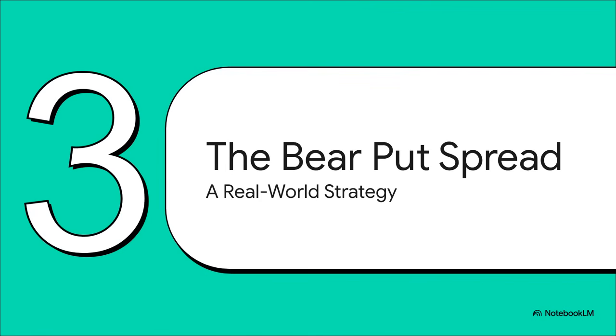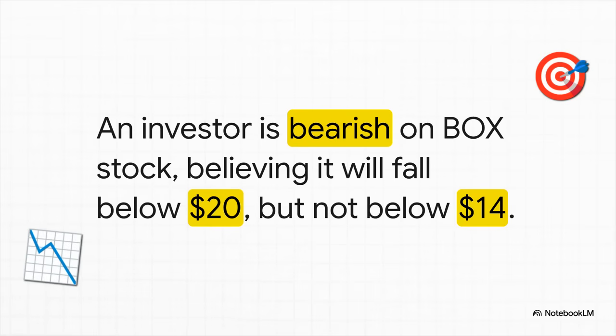So you might be thinking, okay, I get it. Buying a put is like buying insurance. Why would I do anything more complicated? And the answer really comes down to two things, cost and precision. To cut down on the premium they have to pay and to really nail down their risk, traders use something called spreads. Let's look at a classic, the bear put spread. Okay, let's make this real. Imagine an investor is bearish on a stock called Box.